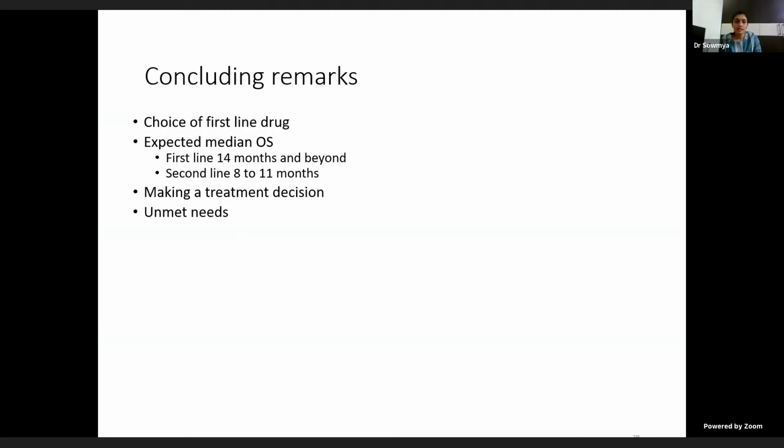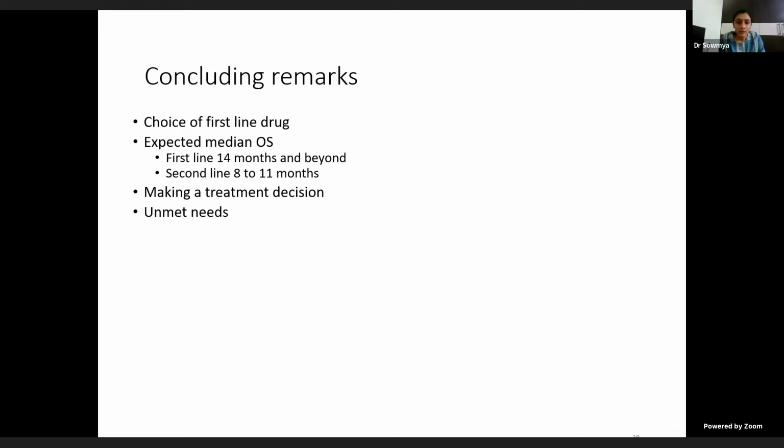So the concluding remark is that the choice of first-line drug in patients has to be made considering a lot of clinical details. Affordable patients who are safe to receive immunotherapy should be considered for the atezolizumab-bevacizumab combination. If not, a tyrosine kinase inhibitor, sorafenib or lenvatinib, of which lenvatinib is used most frequently due to its safer adverse effect profile compared to sorafenib.